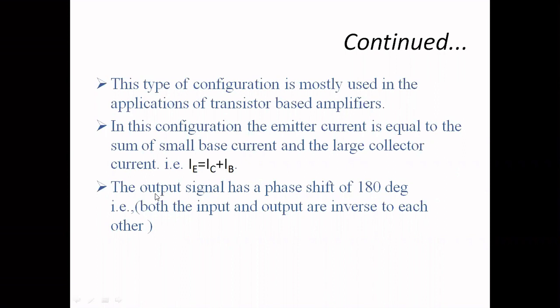The most important feature of the CE amplifier is that the output signal has a phase shift of 180 degrees. What does a phase shift of 180 degrees mean? If you give the input to a transistor as a sine wave, you will get the output with a 180 degree phase shift, which means it is inverted. That is the characteristic of the CE configuration. You can see they are inverse of each other. That is the concept of the CE amplifier. The most commonly used is the CE amplifier.